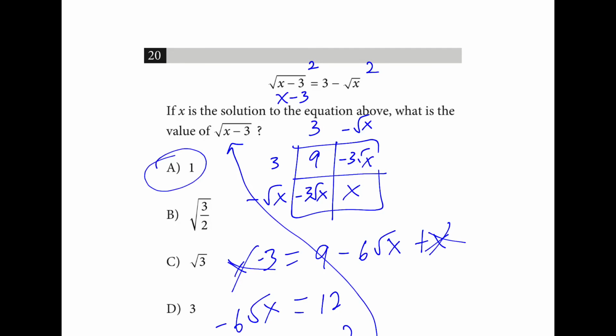I suppose you could just guess and check what makes this one true. If you plug in a 4 here and a 4 there, that's going to give you 1 on each side, which is what you want.